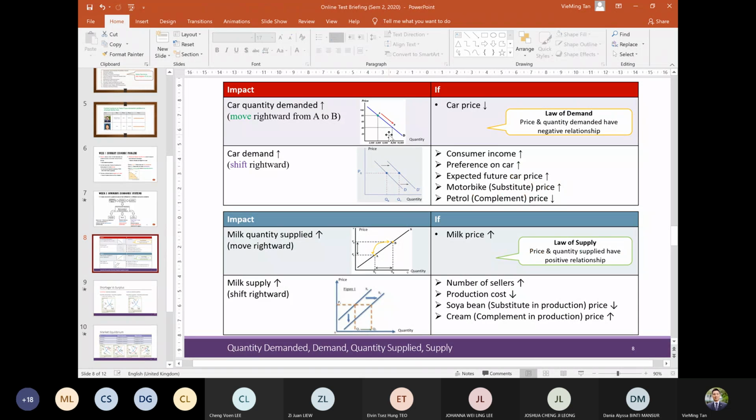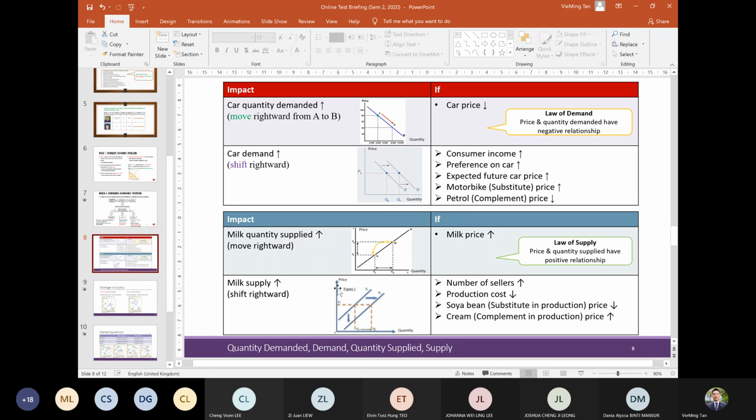Okay. Then how about other factors? Other factors like, for instance, the consumer income, preference of consumer, expected future price of a product, substitute of the product, complement of the product. All these will affect the demand, and this will shift the demand curve either to the left or to the right. So these are the non-price factors that will shift the demand curve either to the left or to the right hand side. Only the price of that product will move along the demand curve. So you have to remember this part.